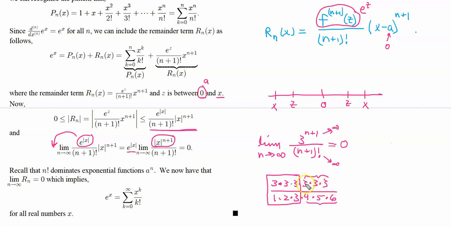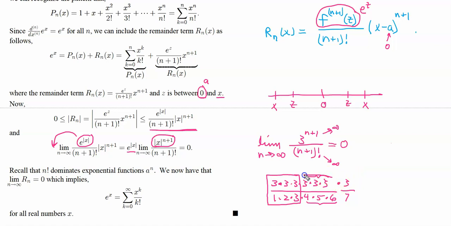So you see 3 over 4, that's going to be obviously 0.75, so that's less than 1. 3 over 5, that's even smaller. So 3 over 4 times 3 over 5, that's even smaller than 3 over 4, right? Then you're multiplying that by 3 over 6, which is 1/2, and that's going to make this quantity even smaller. And so you see you keep going like that.